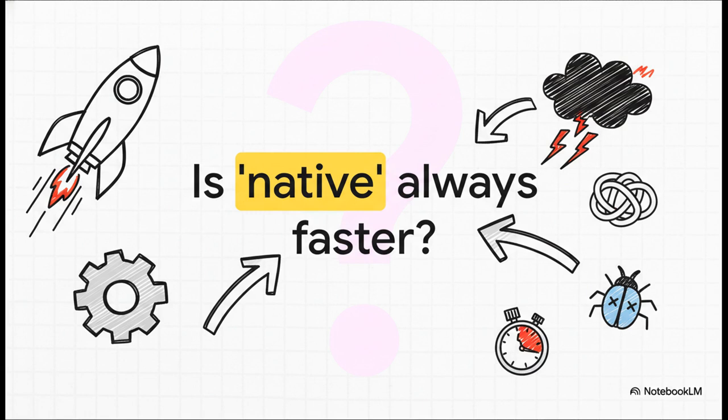Is native really always the fastest? For years, the deal was simple, right? You use a cross-platform tool to build faster, but you take a performance hit. But what if that's just not true anymore? What if, with the right engineering, you could build something that doesn't just match native performance, but actually beats it? To figure that out, we first need to meet the villains we're up against.